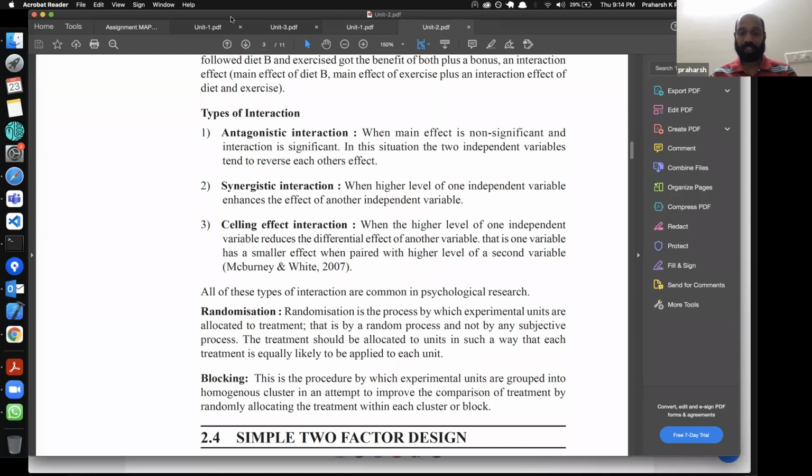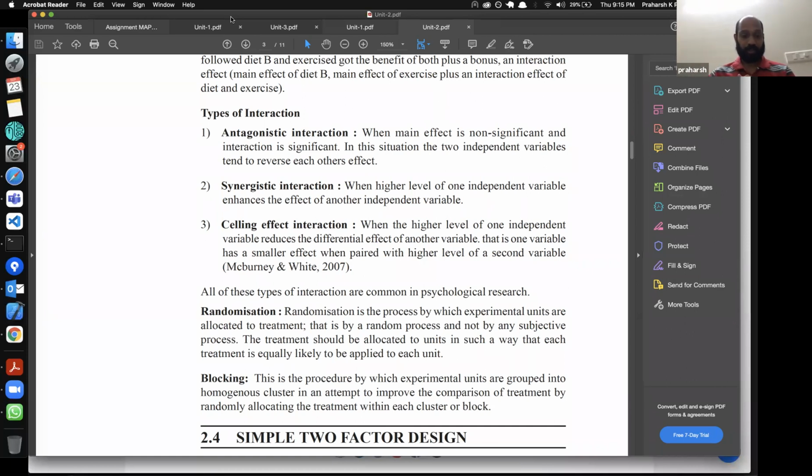Randomization is the process by which experimental units are allocated to each of the treatments by a random process and not by any subjective process. The treatment should be allocated to units in such a way that each treatment is equally likely to be applied to each unit. We spoke about this in the last class also. One way to make sure there's no bias in the selection process is to assign a random token or use a flip-a-coin method, so that the sample is selected in a random fashion.